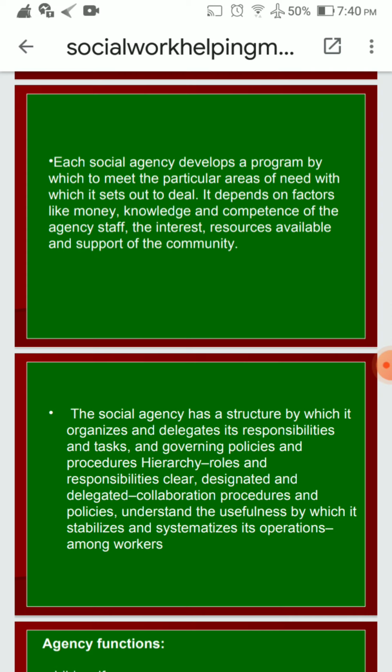Another, each social agency develops a program by which to meet the particular areas of need with which it sets out to deal. It depends on factors like money, knowledge, and competence of the agency staff, the interest, resources available, and support of the community.